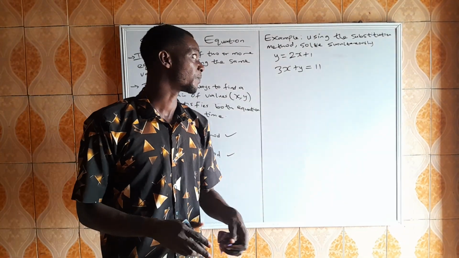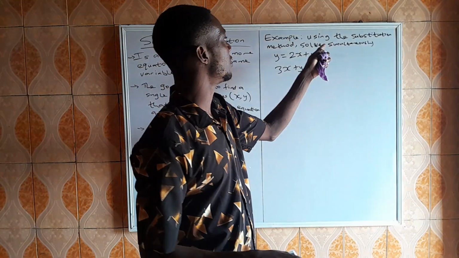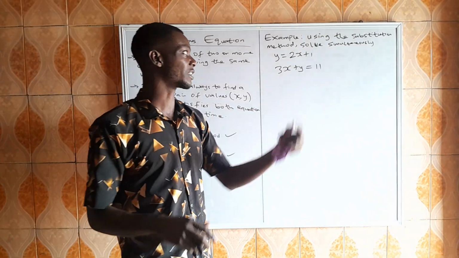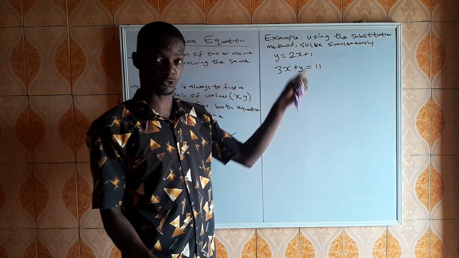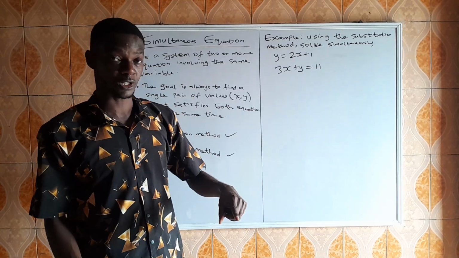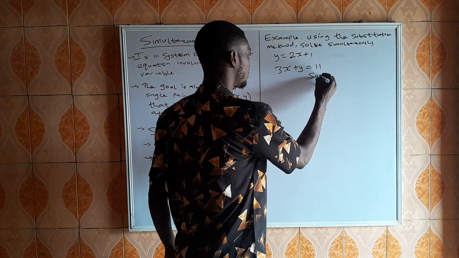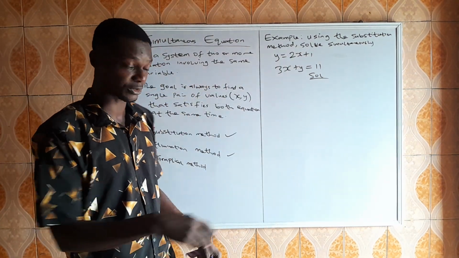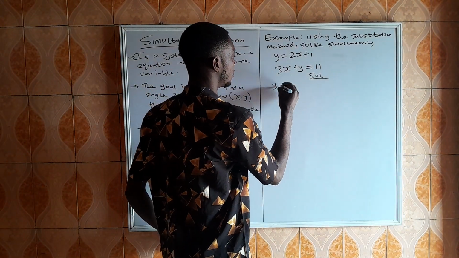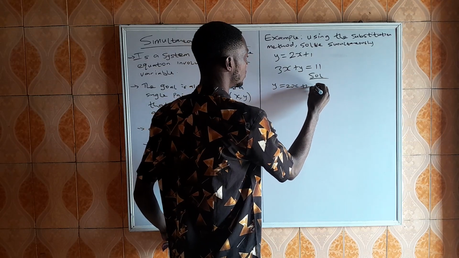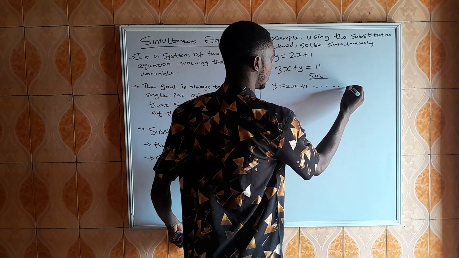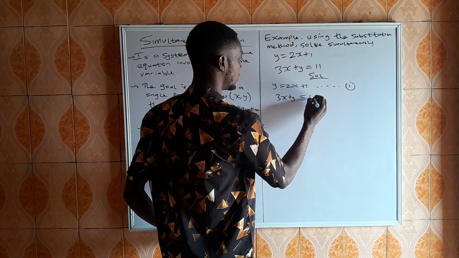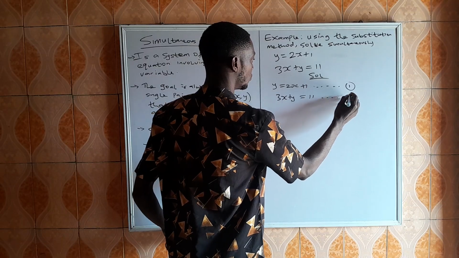Now let's check out this example. We are to solve using the substitution method, the first method. Solve simultaneously y equals 2x plus 1 and 3x plus y equals 11. That means we want to find the value of x and y that satisfy these two equations. So you have y equals 2x plus 1, and let's call this our equation 1. Then you have 3x plus y equals 11, and let's call this equation 2.